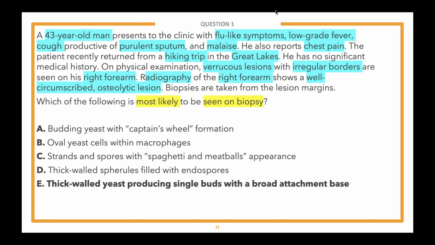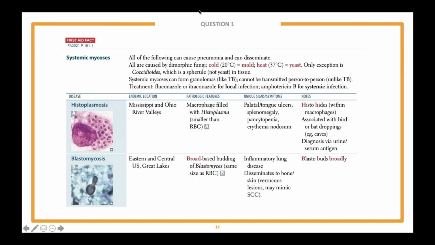On the next slide, Sean has gone ahead and pulled up a table that shows some of those systemic fungal infections. If you look at the very bottom, you can see blastomycosis. One of the endemic locations is the Great Lakes, and the pathologic feature is broad-based budding. When you look at that picture, you can see that there are essentially two buds that are connected, but not via a narrow stalk. It's a nice broad connection, almost like two epithelial cells connected to each other.